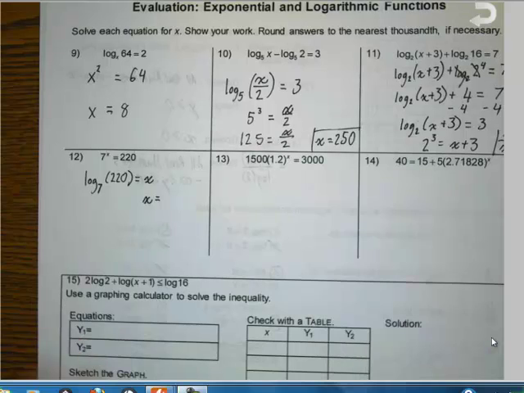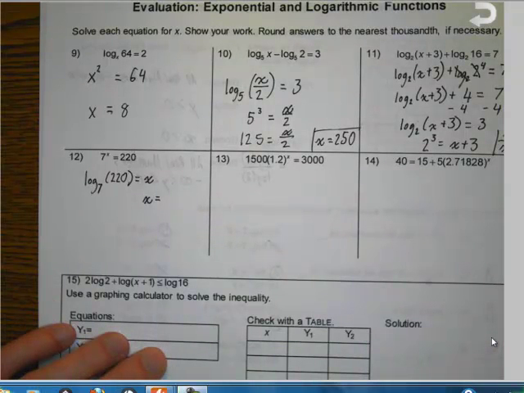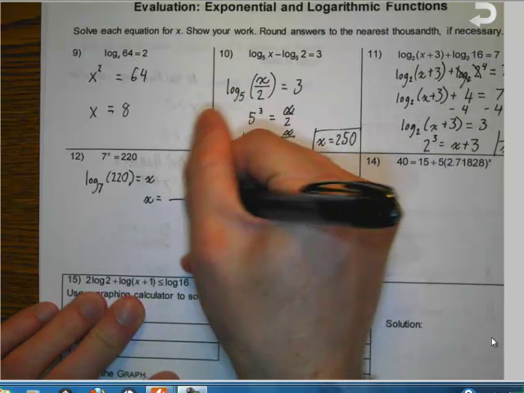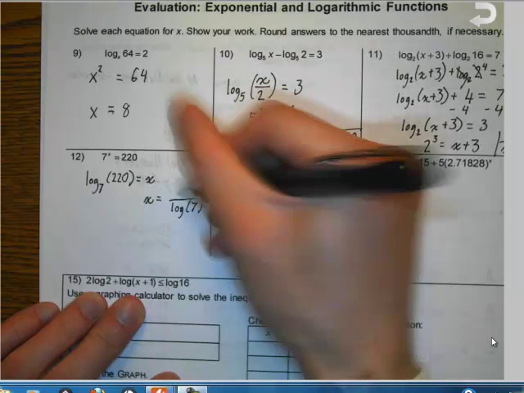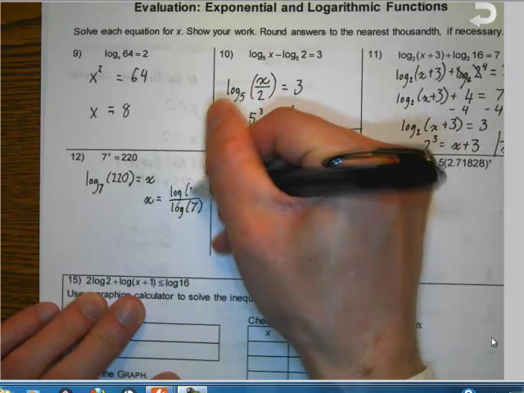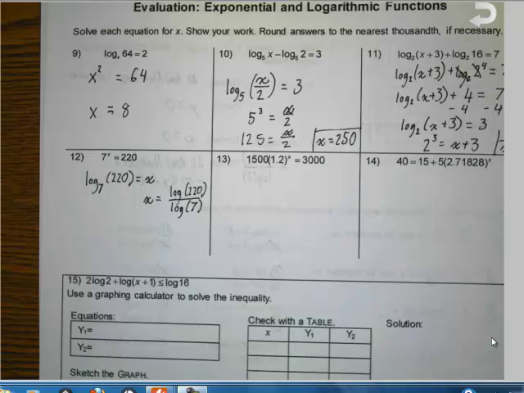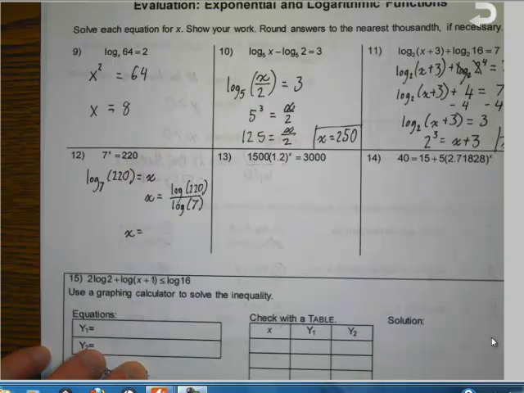Use our change of base formula. Is the base going to be high or low? Low. So you have the log of 7 down below, and what is going on top? The log of what? 220. At this point, you use your calculator to evaluate and set round answers to the nearest thousandth. How many decimal places is that? 3.